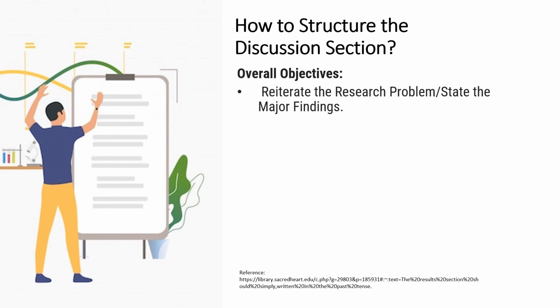So what should be the overall objective when you write your discussion? First, you have to reiterate the research problem and state the major findings. So briefly reiterate to your readers the research problem or the problems that you are investigating and the methods that you use to investigate them. Then move quickly to describe the major findings of the study. You should write a direct, declarative, and succinct proclamation of the results of the study.